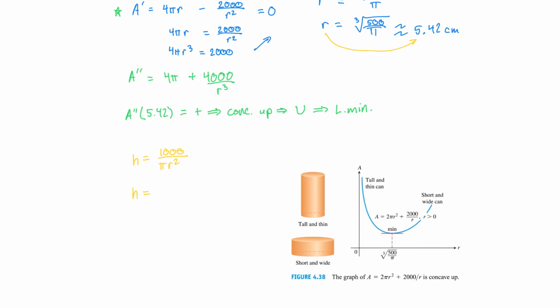So h is equal to 1,000 divided by pi times 5.42 squared, and just plugging that into a calculator, you'd find it is 10.84 centimeters. So we have now found the two dimensions. That is to say, the height is equal to 10.84 centimeters and the radius is equal to 5.42 centimeters.